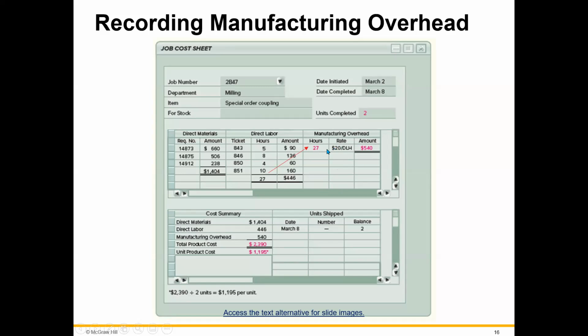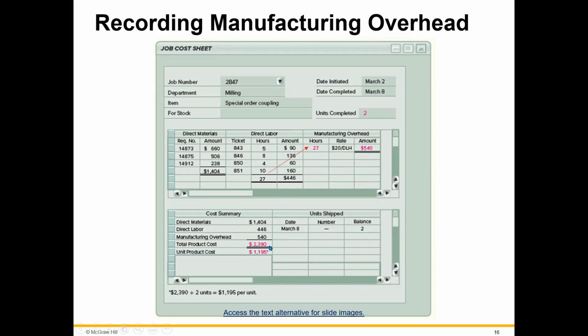So the allocation of the manufacturing overhead is a combination of the actual allocation base for that job. Be careful, for that job, or the cost driver consumed. This job consumed 27 actual direct labor hours. Then apply this $20 rate we calculated before. So you got $540 total manufacturing overhead. This is called applied overhead, not actual overhead. So applied manufacturing overhead to this job.